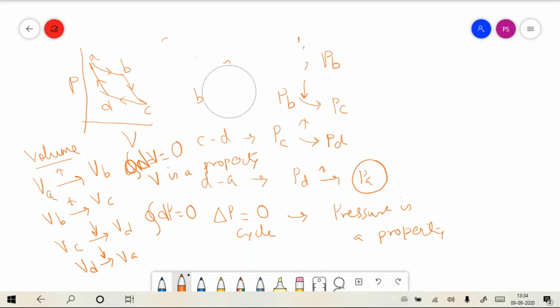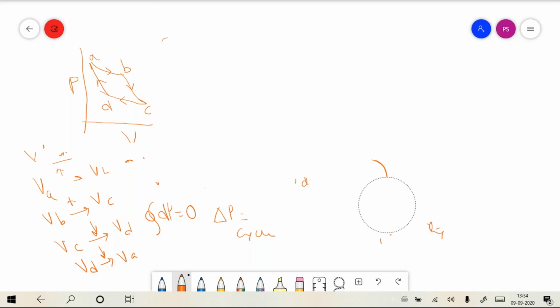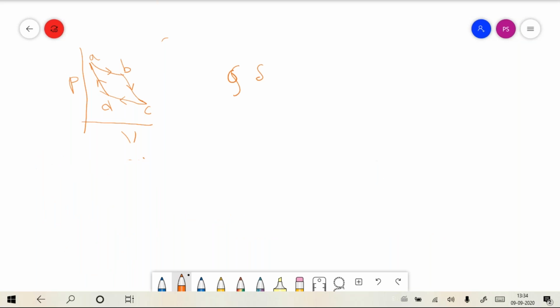Similarly, when we are talking about the property of entropy, what we would say is that the cyclic integral of del Q by T is equal to 0. It means that this should be denoting a certain property, and that property is nothing but entropy.